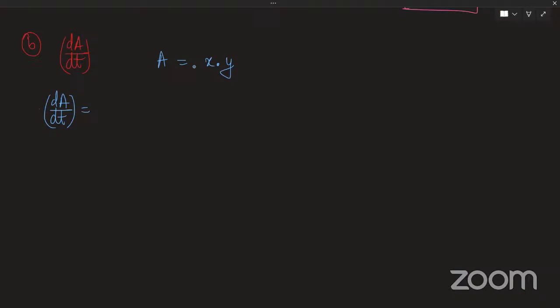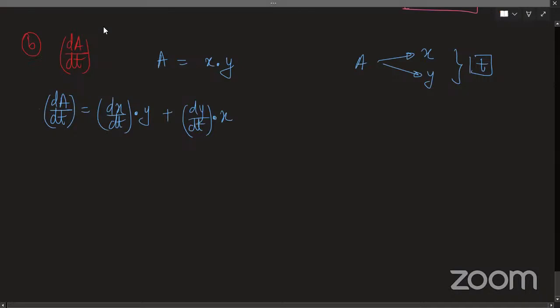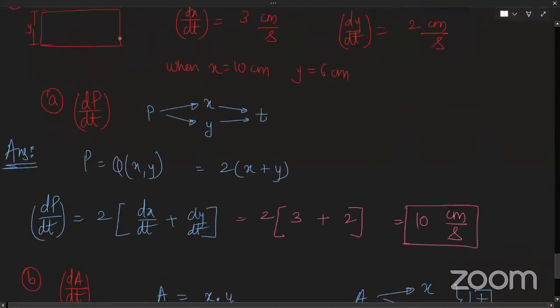So it is a product of two functions. Do you agree? See, A is dependent on two functions, x and y, both of which are dependent on t. So if I ask you to differentiate, you will obviously need to apply the product rule. You differentiate the first function, keep the second as it is, plus the first as it is times dy by dt, which equals y dx by dt plus x dy by dt. Do I know all of these values? Yes, I already know what the values are.